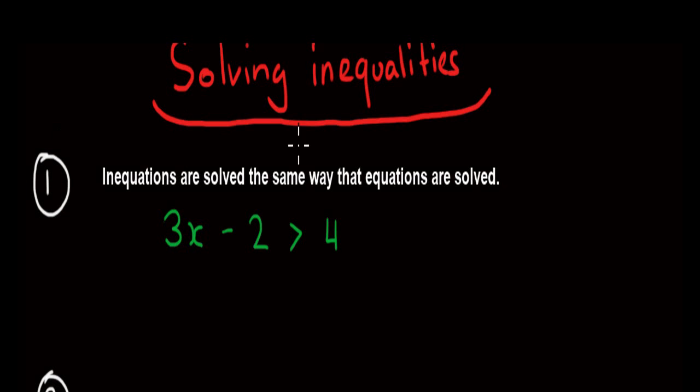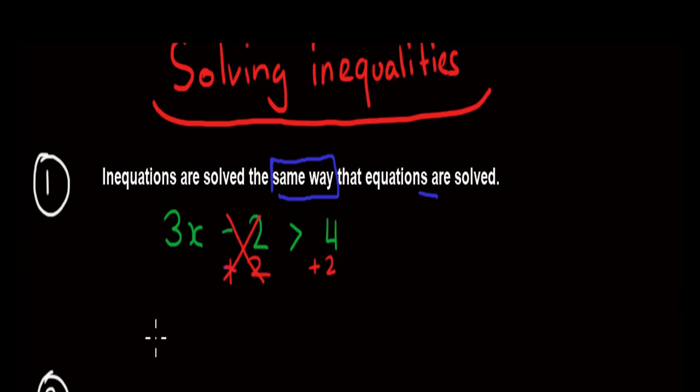I'm going to quickly show you how to solve inequalities, and it's important to know that inequalities are solved basically more or less the same way the equations are solved. So what I mean by that is we have here 3x minus 2 is bigger than 4. We do the same thing. First, move the minus 2, so we do the opposite. Opposite of minus is plus, so we do plus 2 to remove this, that's -2 plus 2 is gone.